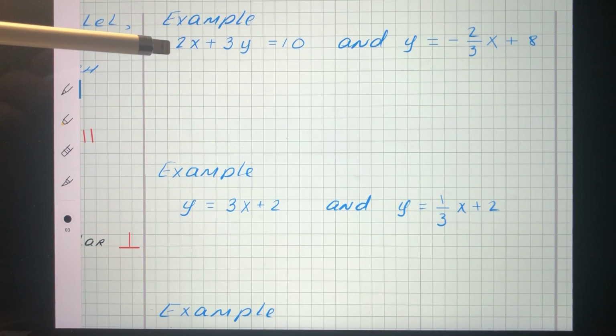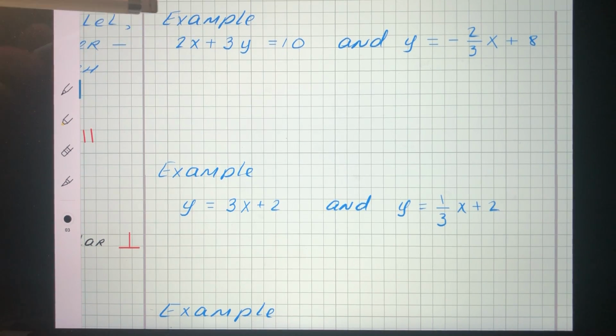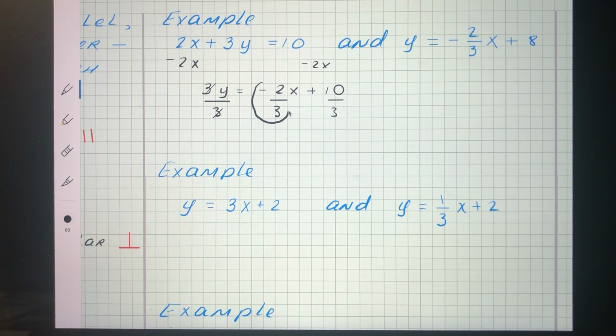So let's do that. To solve for the y, we need to cancel plus 2x, and to do it we subtract 2x from both sides. That makes 3y equal to -2x plus 10. To cancel the multiplication by 3, we divide each term by 3. So now we have our equation solved for the y, which means now we know what the slope is for the first line.